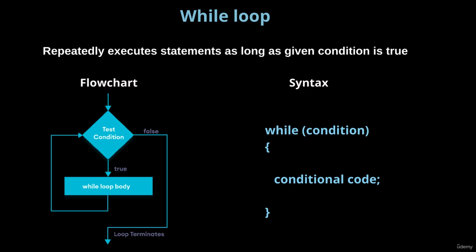So here's the syntax: a while keyword right after a condition which must return a boolean, and then the conditional code. So this is a very simple syntax. You can write this code, and let's see how it will execute. First of all, the condition will be checked. If it is true, the code block will keep on executing. As soon as the condition is false, the loop will get terminated. But it's something more than that. Let's see it practically.